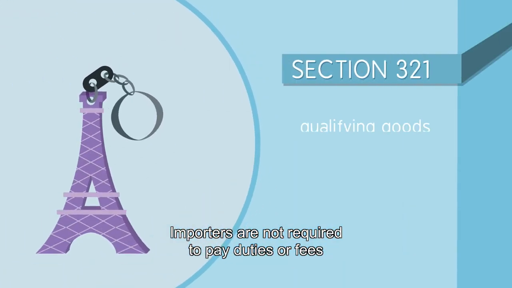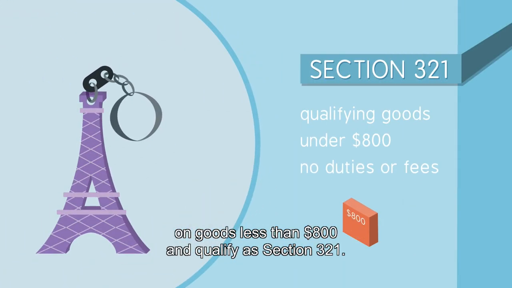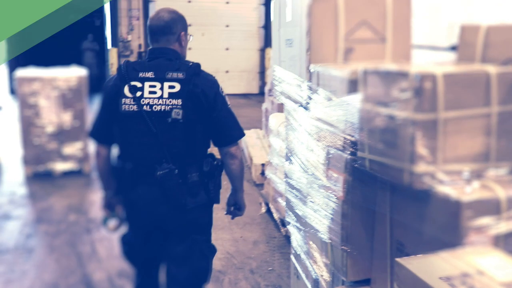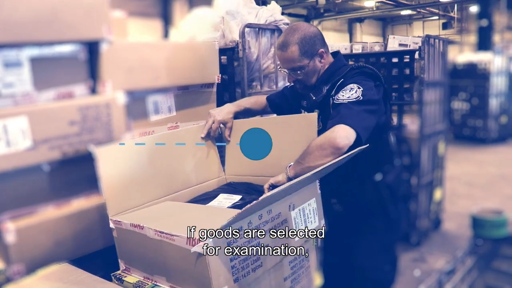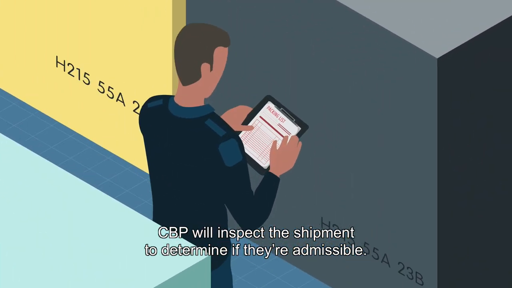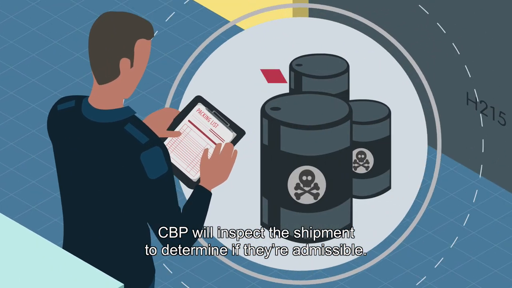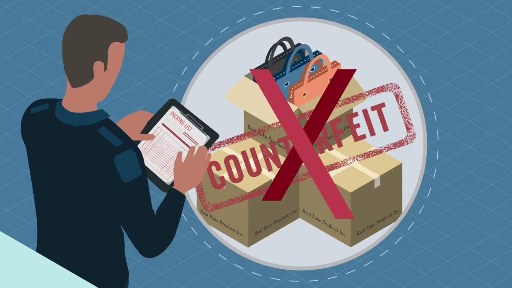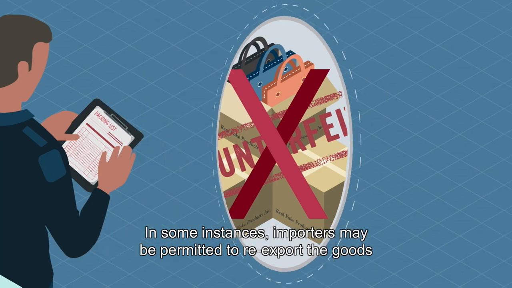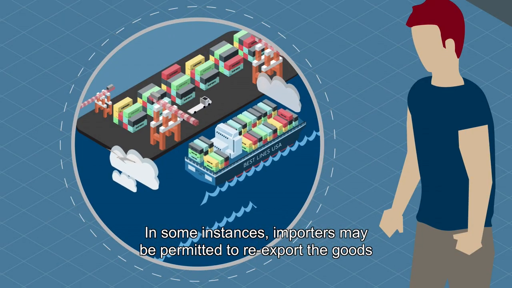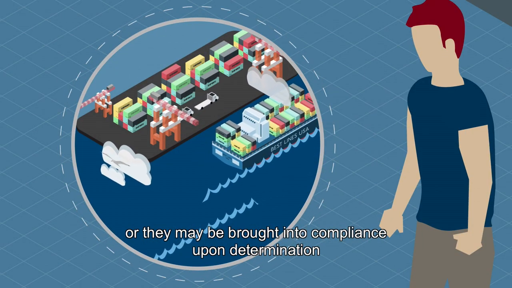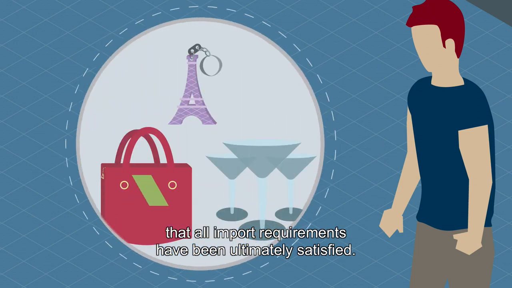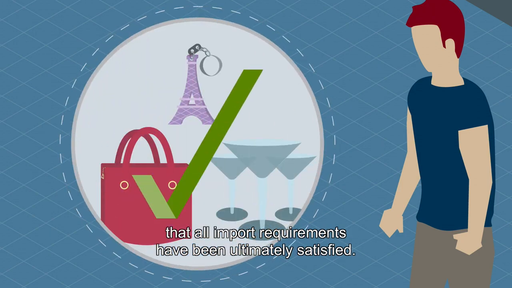Importers are not required to pay duties or fees on goods less than $800 that qualify as Section 321. If goods are selected for examination, CBP will inspect the shipment to determine if they're admissible. If applicable, they will be detained and may be seized. In some instances, importers may be permitted to re-export the goods, or they may be brought into compliance upon determination that all import requirements have been ultimately satisfied.